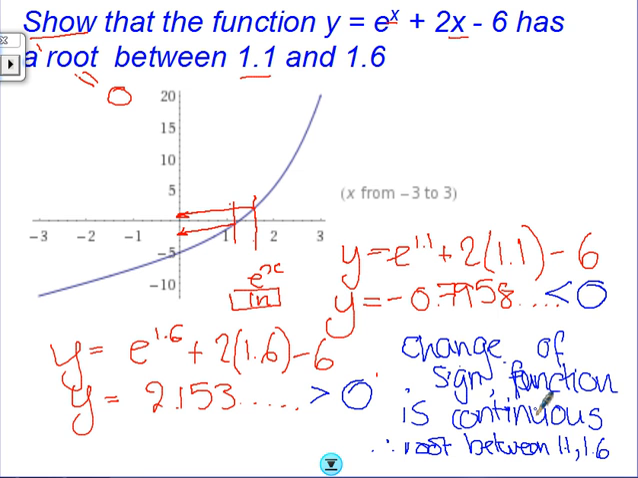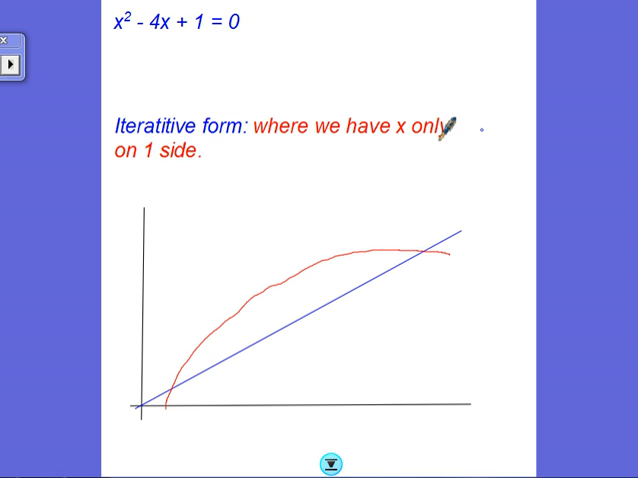And that's it, isn't it? I mean, that's everything we need to do. So we've shown that quite explicitly. When we put in that value of 1.1, we got a negative y value. Put in the 1.6, we've got a positive y value. We've got a change of sign, a continuous function, therefore we must have a root. It must pass through 0 at some point between those two. Yeah. Brilliant.